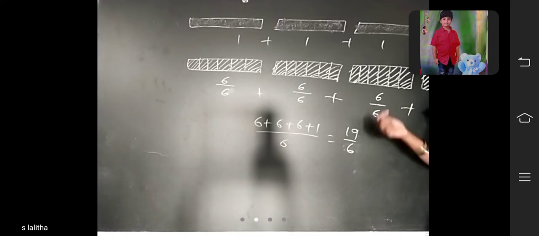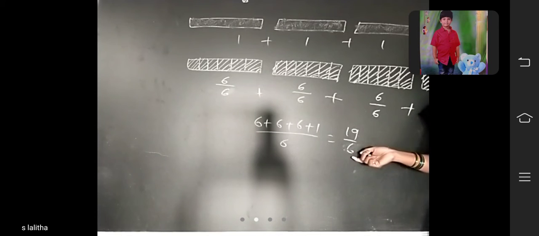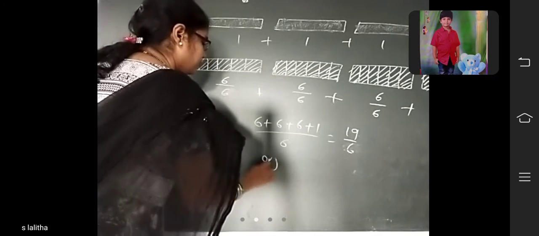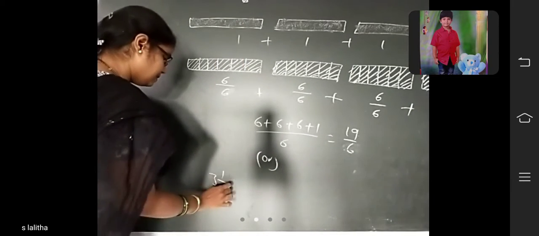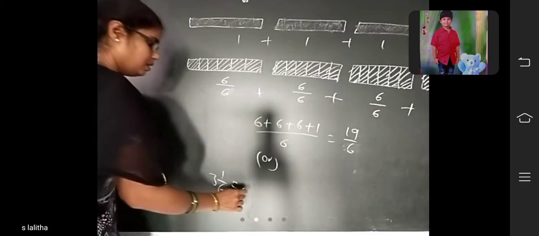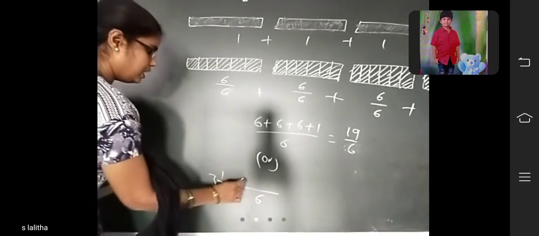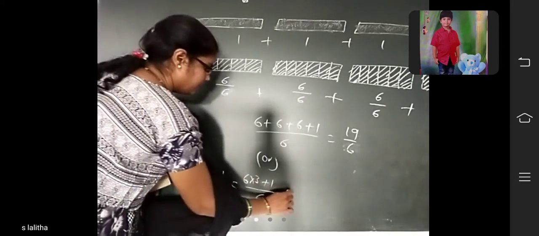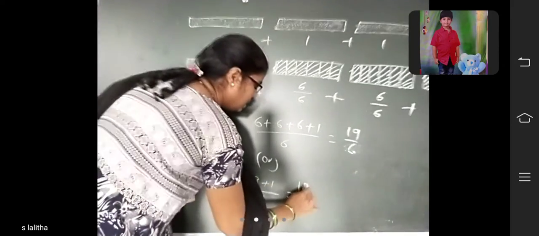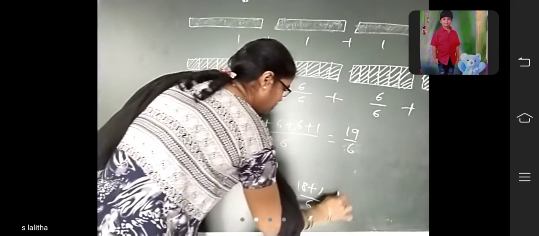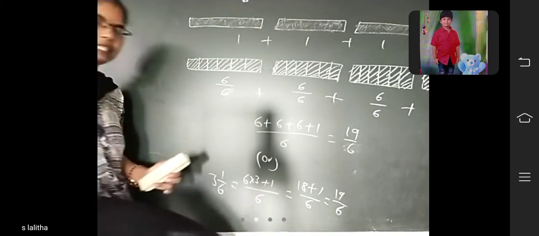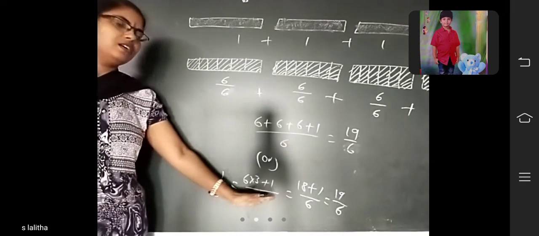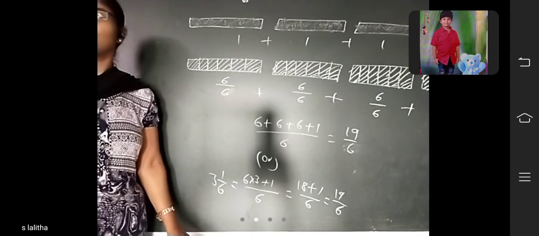Did you understand how to convert a mixed fraction into an improper fraction? In another way, 3 1 by 6. How can you write? 6 into 3: denominator into whole part, plus numerator. 6 3s are how much? 18 plus 1 by 6. 18 plus 1 is how much? 19 by 6. This is what we did pictorially, and here we did it directly. Okay? Come on, write.